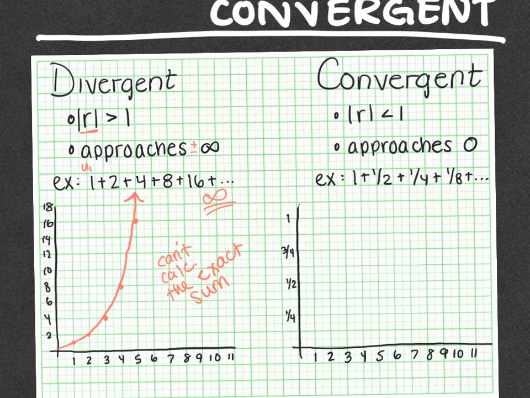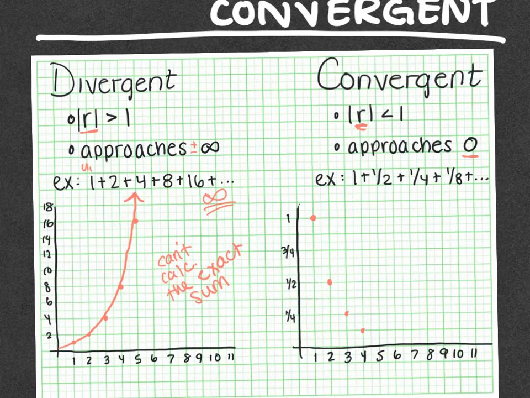Now, convergent, on the other hand, this is when our ratio is less than 1 and the absolute value is less than 1. So we're looking at values between -1 and +1. And these are actually going to approach 0. So again, let's just look at a graph before we talk about this more. In this case, our first term would start at 1. And then our second term would drop to a half. Our third term would be a fourth. Our fourth term would be 1/8.